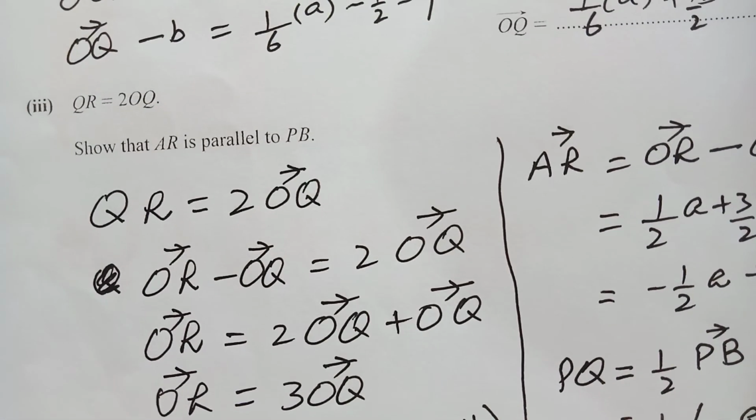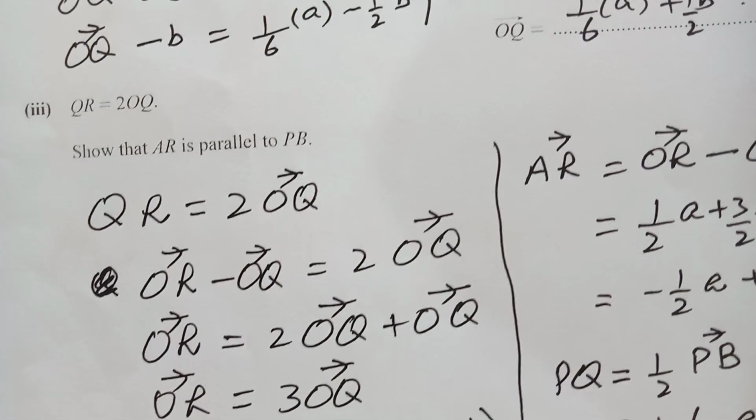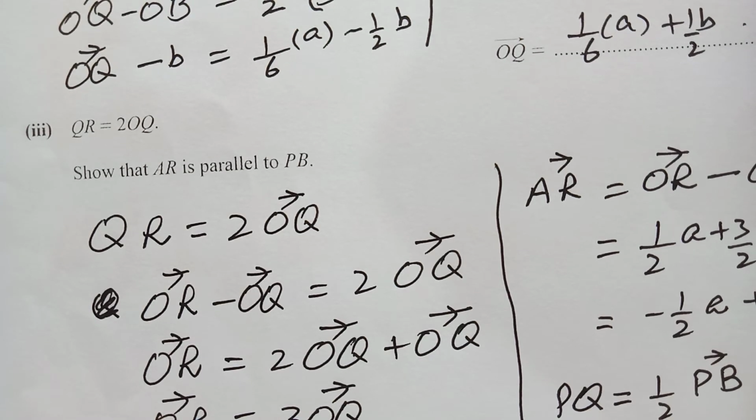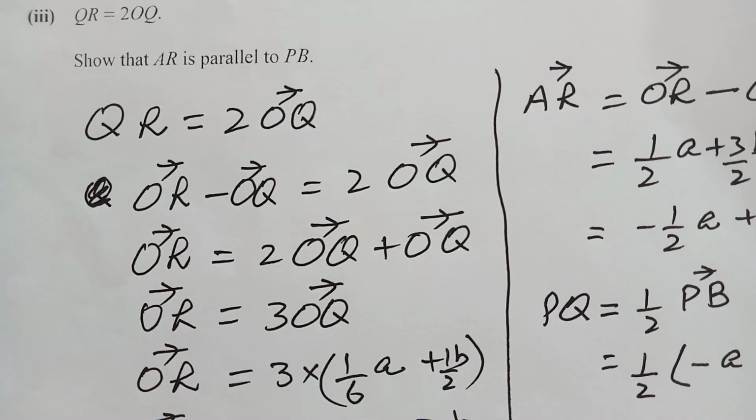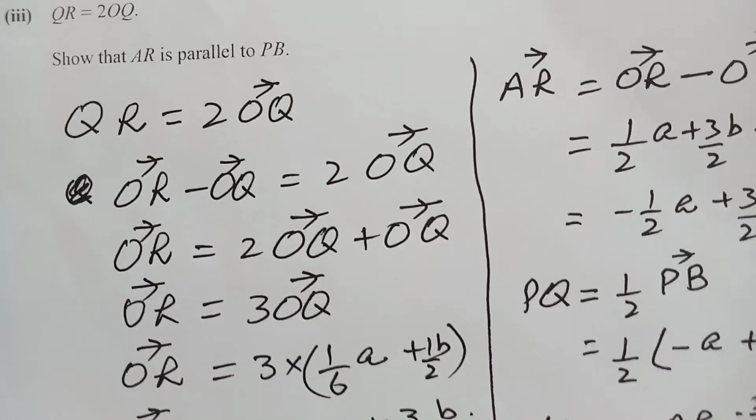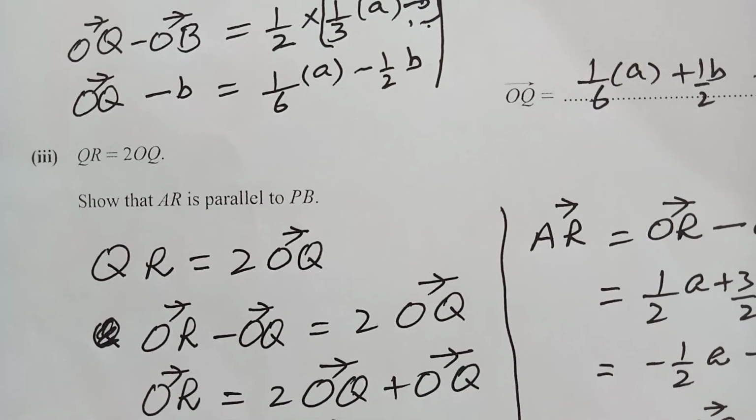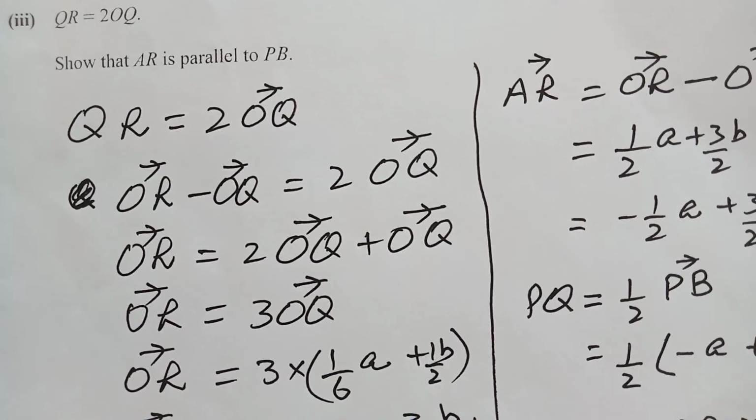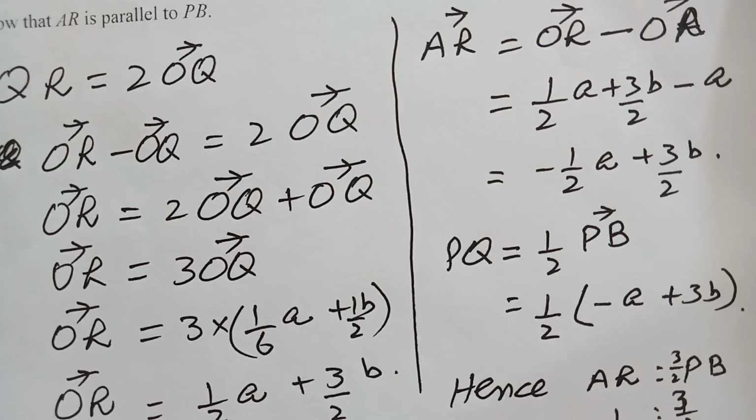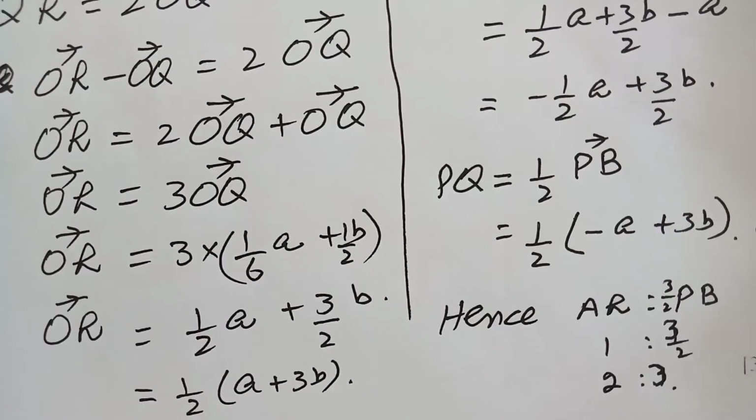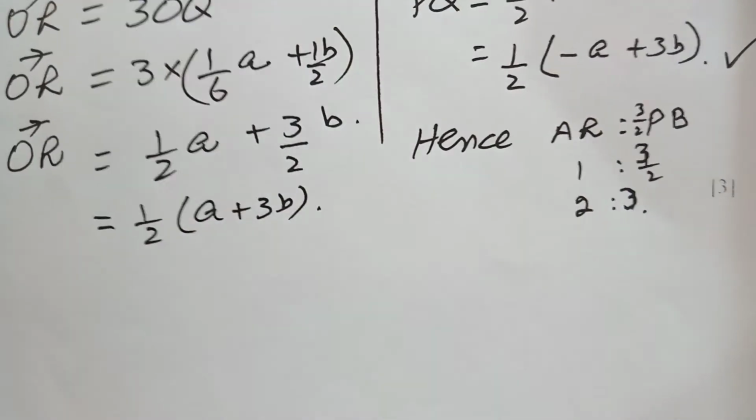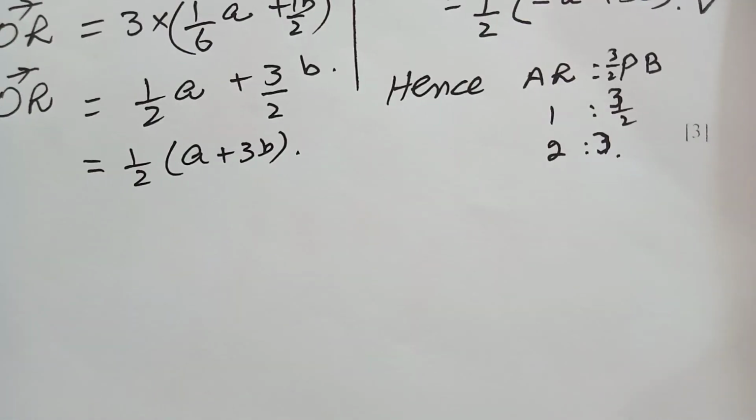Now show that AR is parallel to PB, given that QR is equal to twice of OQ. Using the position vector method again, OR minus OQ is equal to twice OQ. OR is equal to 3 OQ. Putting in the value of OQ, OR is equal to half A plus 3B.